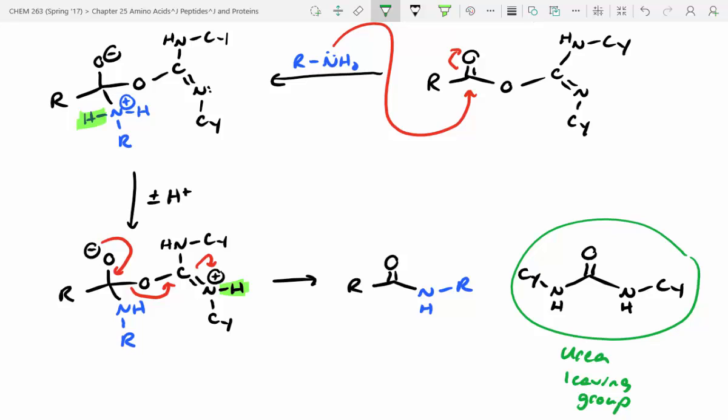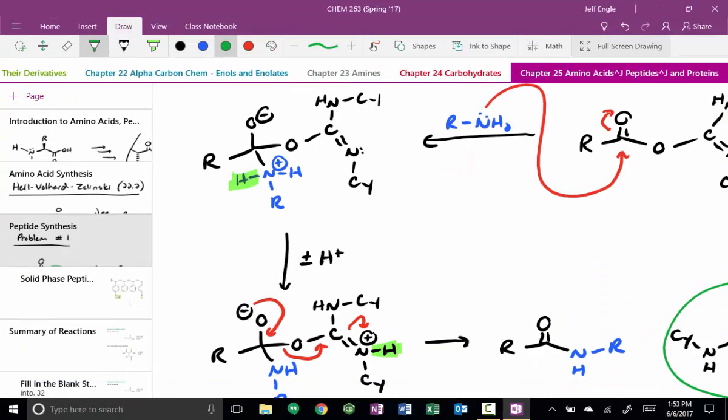Okay, that's the only peptide coupling reagent I'm going to show you guys, though. I figured I should show you one. So let's jump into another problem.